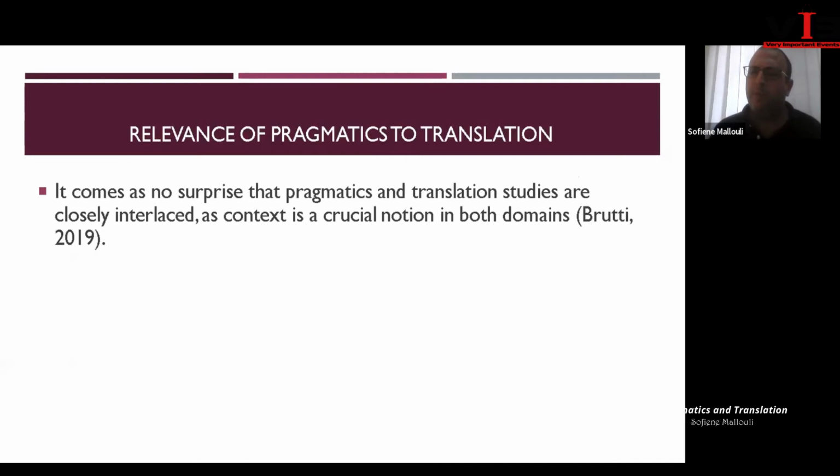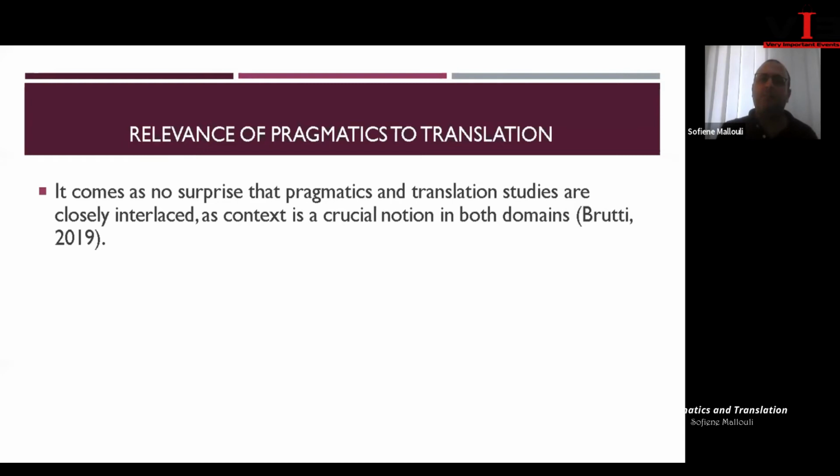By somebody who has written a book in 2019, it comes as no surprise that pragmatics and translation studies are closely interlaced, as context is a crucial notion in both domains. So the common denominator among pragmatics and translation studies is the notion of the context, because pragmatics says that context is very important to detect the meaning of the speaker.